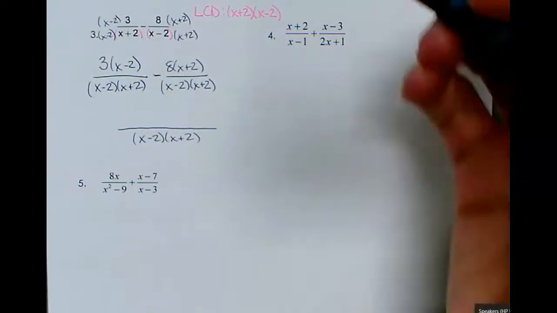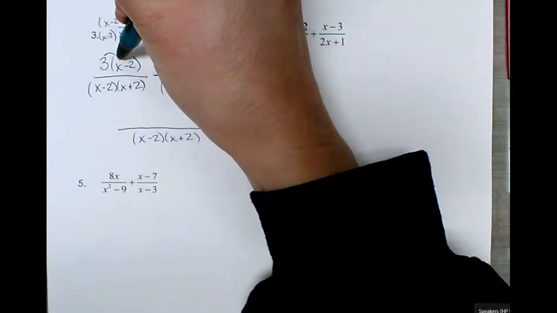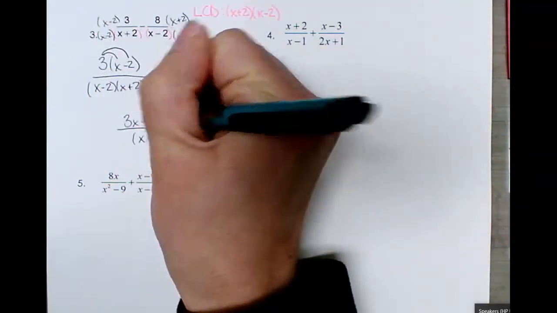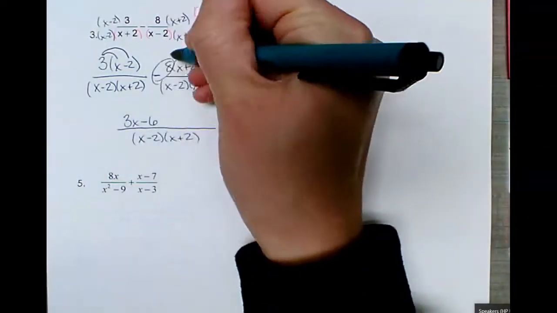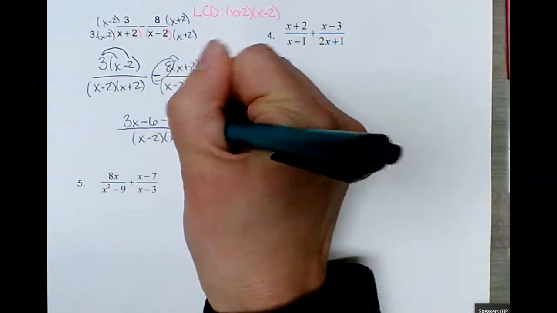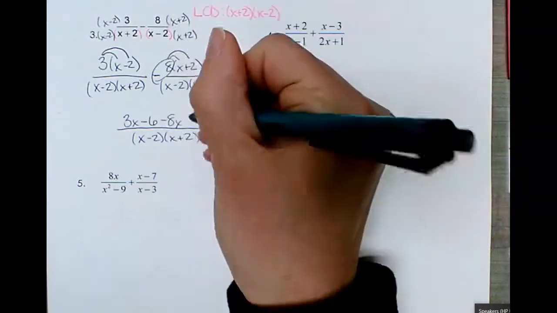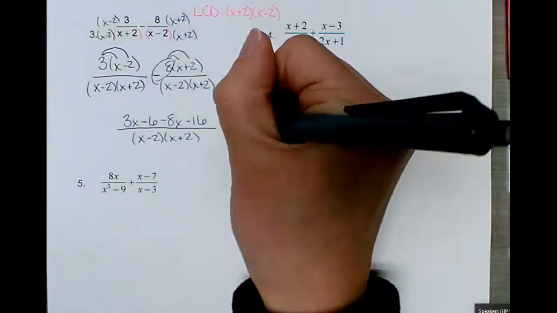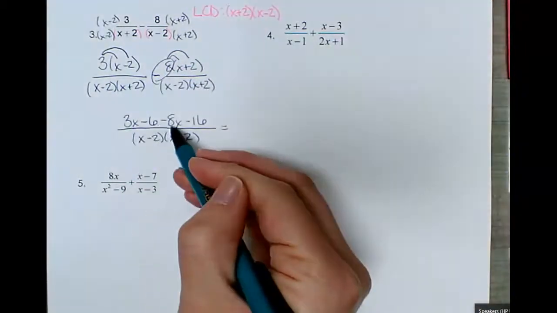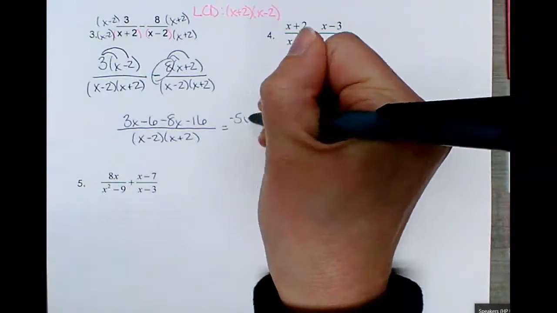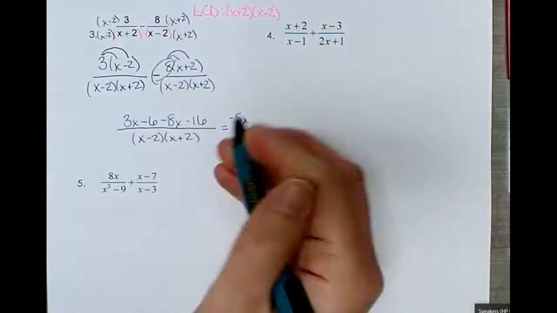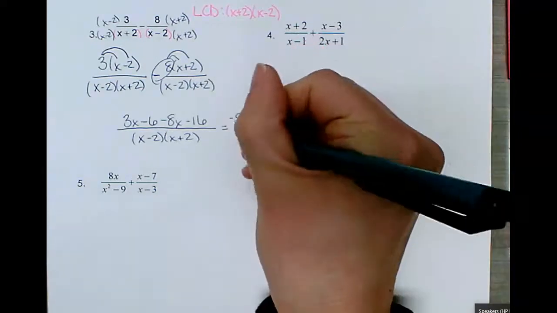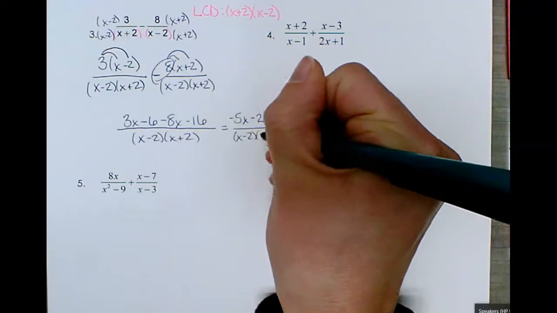But I notice that I can do some distribution here. So 3 times x is 3x. 3 times negative 2 is negative 6. Negative 8 times x is negative 8x. And I can combine some like terms here. 3x minus 8x is minus 5x. Negative 6 minus 16 is negative 22. All over x minus 2 times x plus 2.